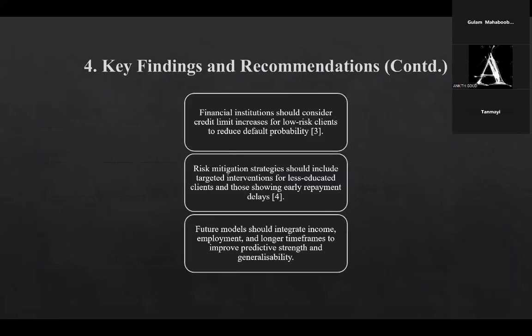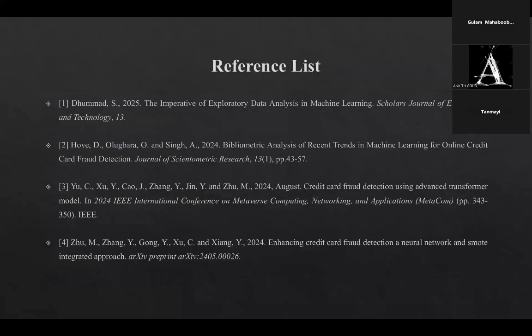Financial institutions should suggest credit limit increases for low-risk clients to reduce default probability. Risk mitigation strategies should include targeted interventions for such education clients to encourage early repayment. Future models should integrate income, employment, and longer time frames to improve predictive strength and generalizability. Sharif, can you please take over?